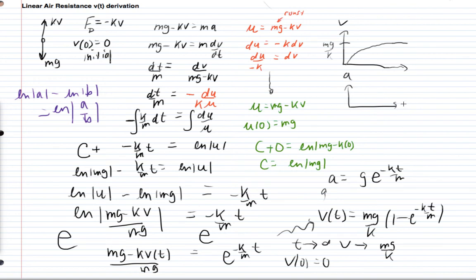Acceleration as a function of time is going to start off as g, and then it's going to exponentially decay in time like that. So that's a video that should show you how to derive everything. My goal for you is that you're able to do it a little faster than I did it here because I was actually talking through it. So I hope that was helpful.